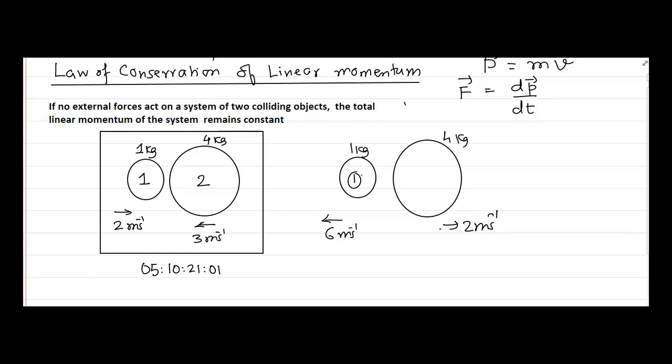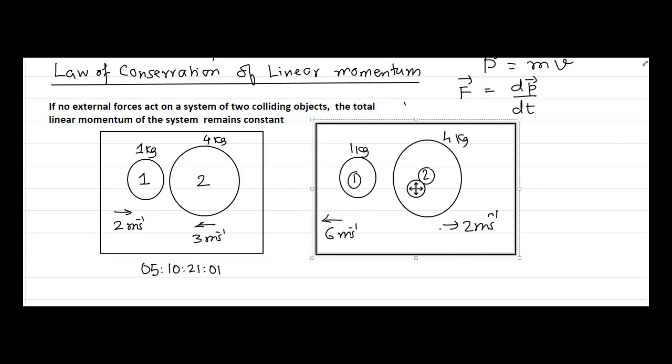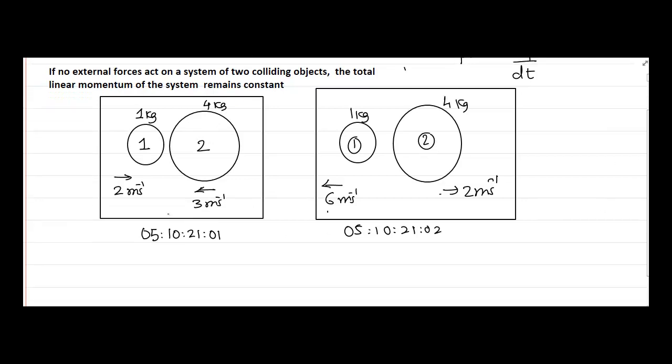This is object 1 and this is object 2, and this is the situation at, say, 5 hours 10 minutes 21 seconds and 0.2. So there's a very small gap, the time is very, very small between these two incidents. Here both of them collide and here they are going away from each other.